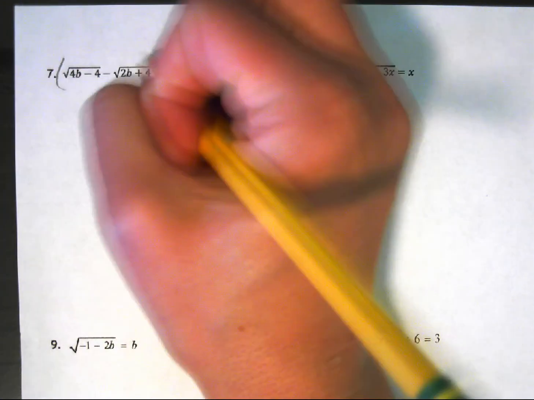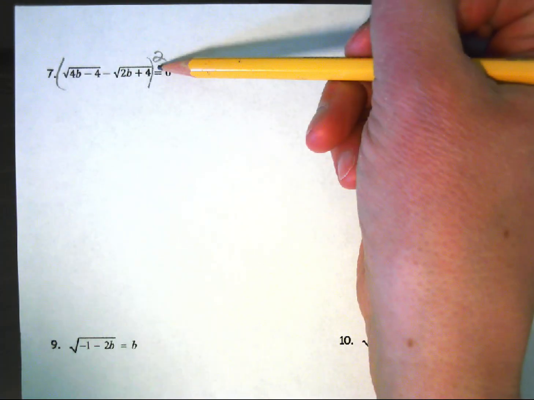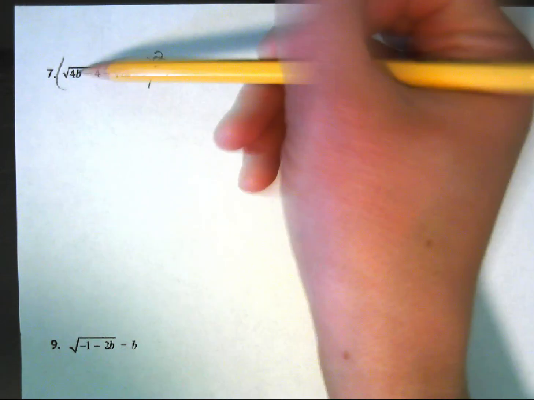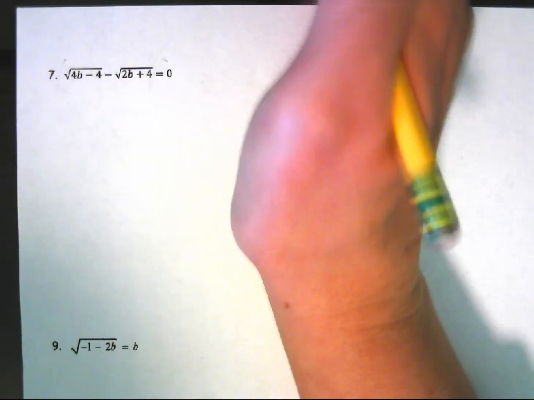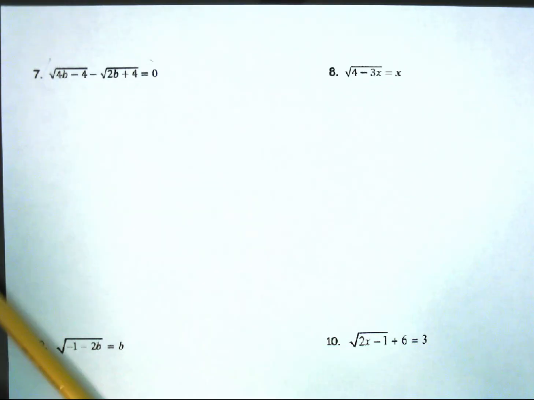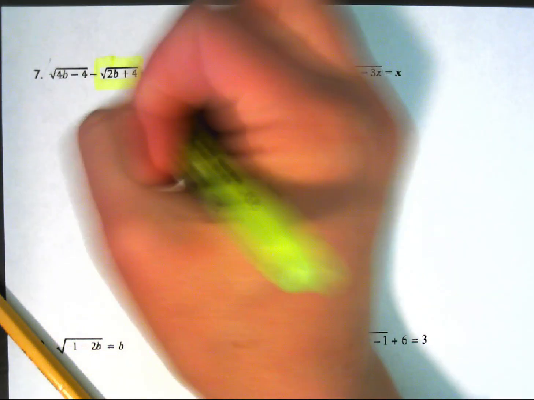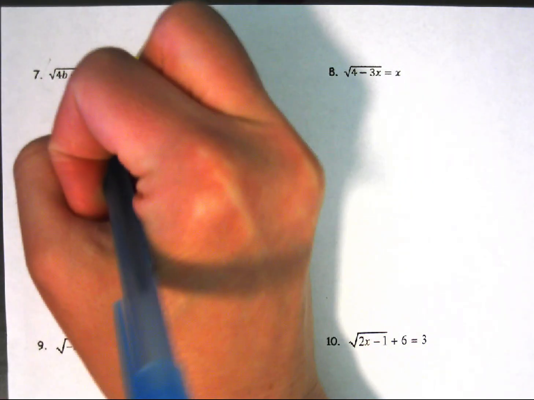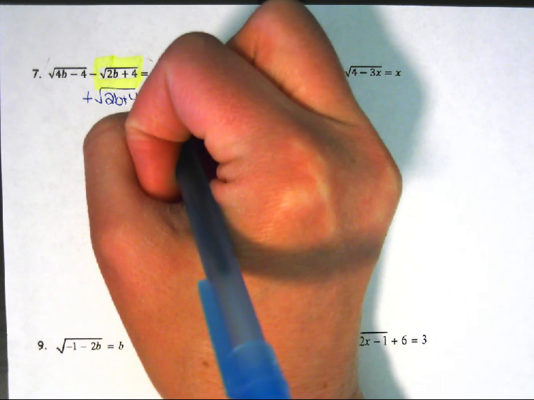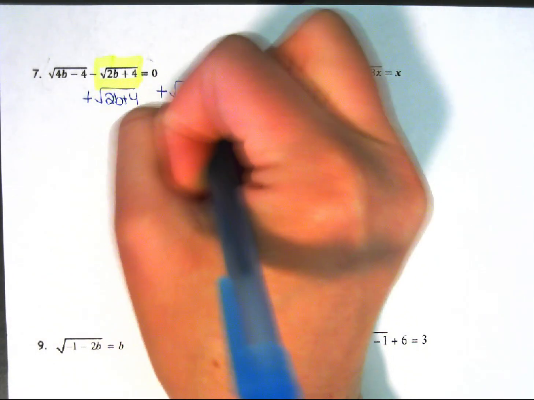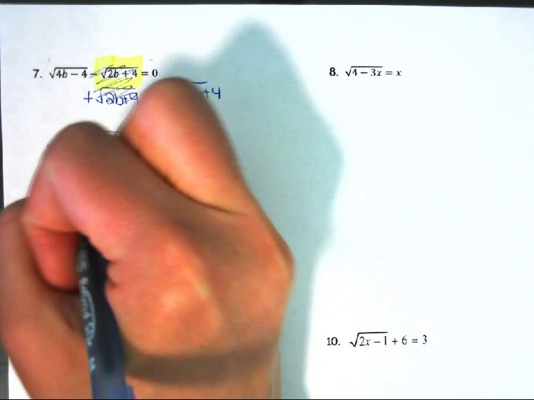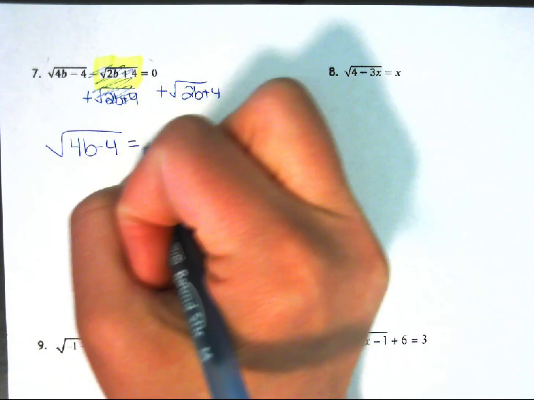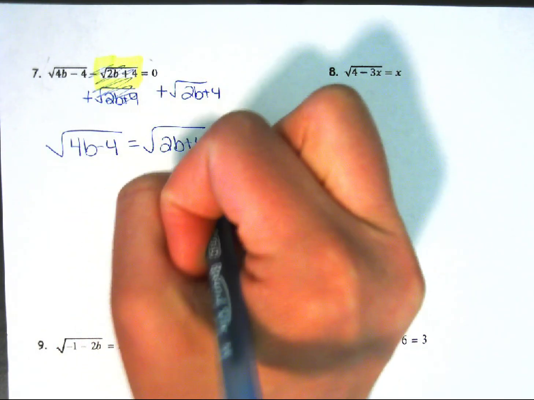If I try to do this, that actually creates a FOILing situation because now I would have to FOIL this out. So I really don't want to do that because that's going to be a ton of work. What if I move this piece? What if I move this second piece right here to the other side? So what if I kind of pin them against each other? So if I add the square root to the other side, what happens over here is this cancels, and so I just have the square root of 4b minus 4, and then on this side I have 2b plus 4, like that.